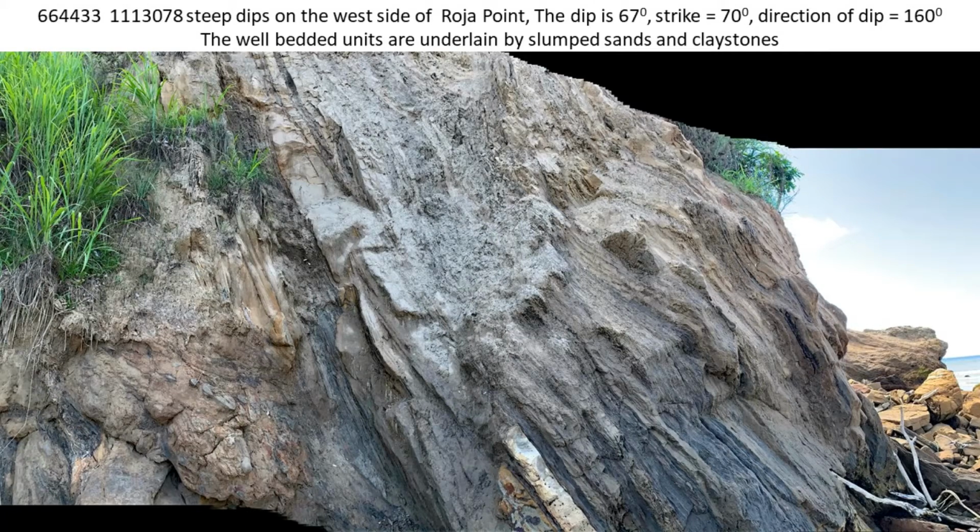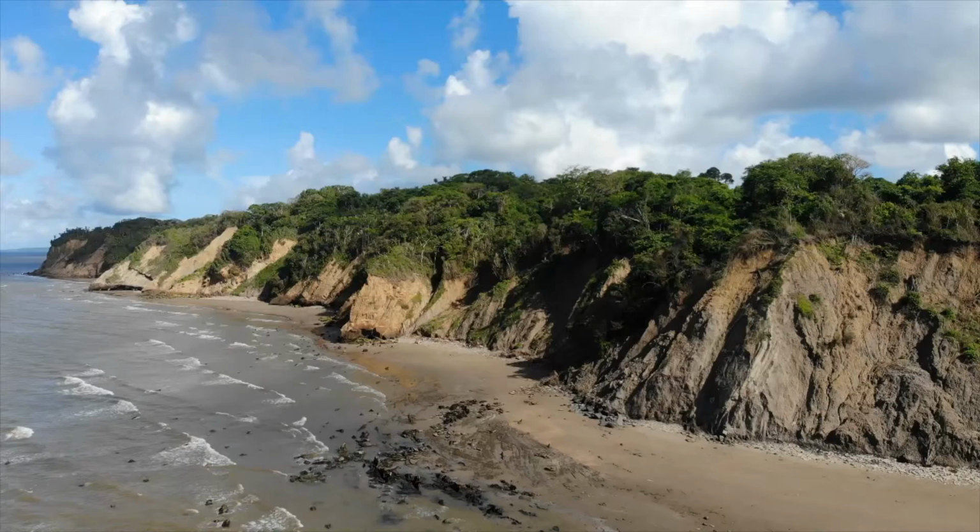Here we see steeply dipping beds on the west side of Roja Point. Dips are 67 degrees to the south. The well-bedded units are underlain by slumped sands and claystones.